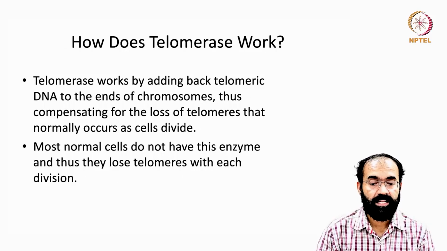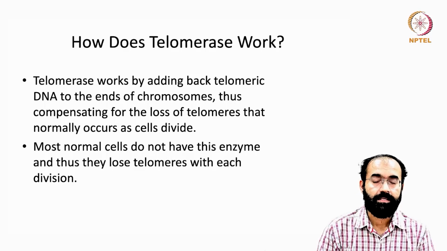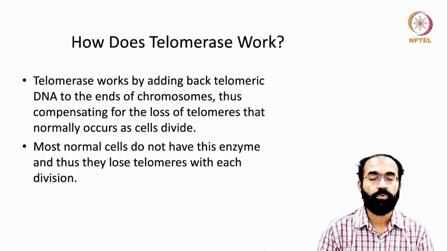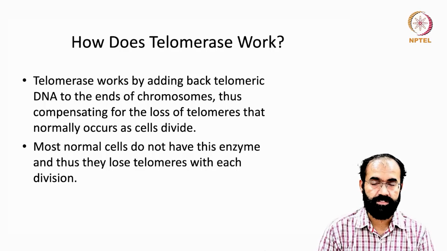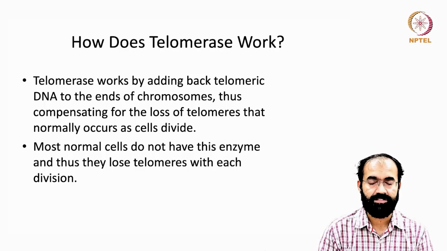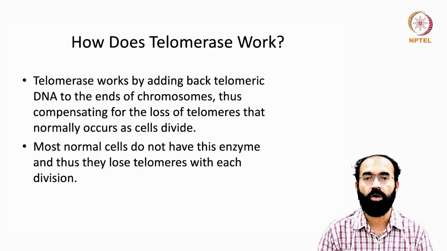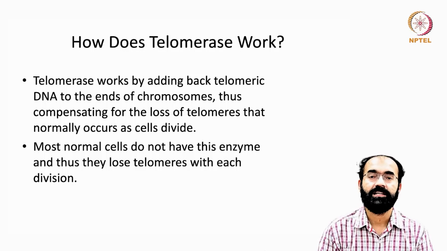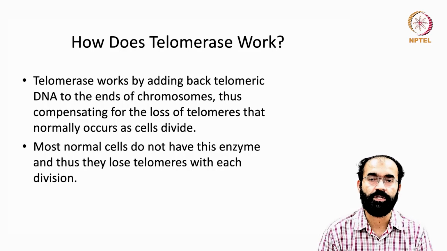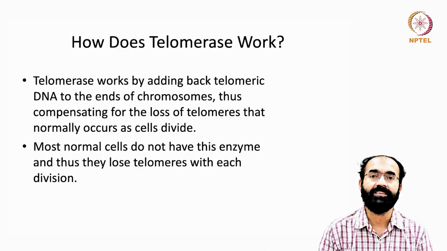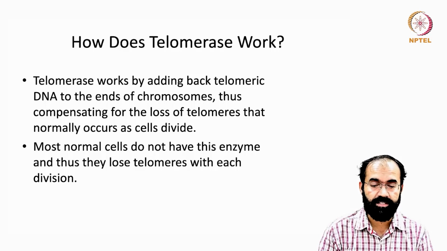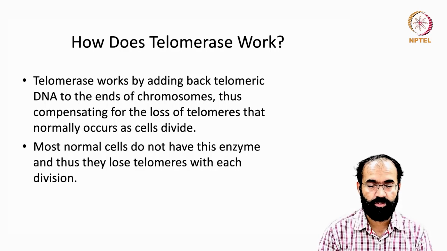So how does telomerase work? Telomerase works by adding back to an existing array sequence. It does not start from scratch. The T2AG3 sequence is already there and telomerase will keep renewing it, just like you renew your vehicle insurance or your house insurance or medical insurance. You already have it and you continue to renew it. That is exactly what telomerase is doing.